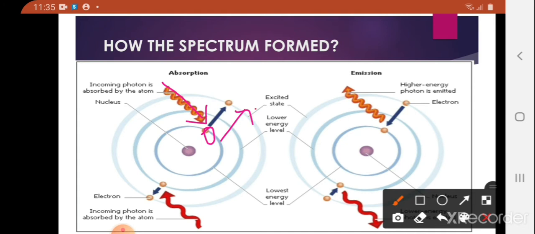When it comes back to the normal state, the emitted radiation will be in various regions of the electromagnetic spectrum. If the wavelength of the emitted radiation is 400 nanometer, we can see it as violet color, or if the emitted radiation is of 700 nanometer, we can see it as red color. This is how we get a spectrum.